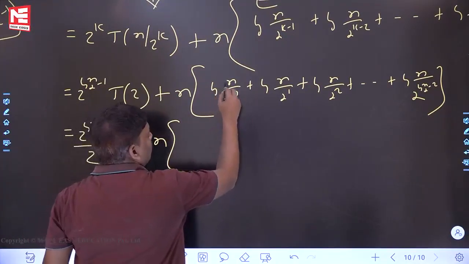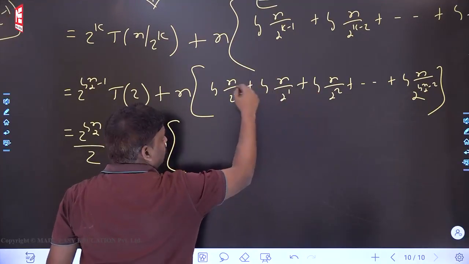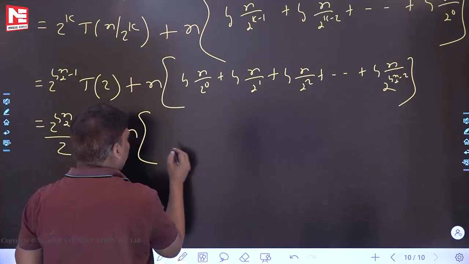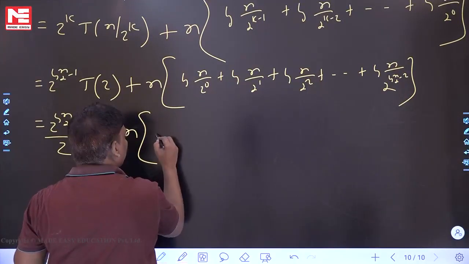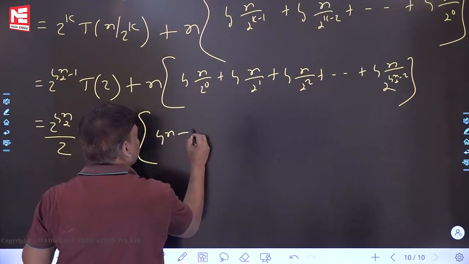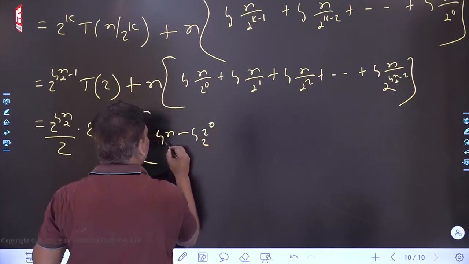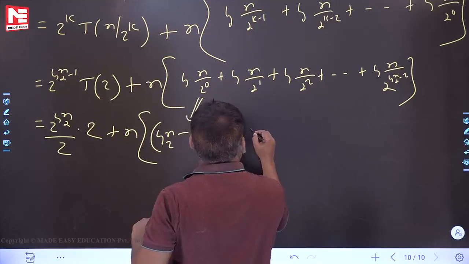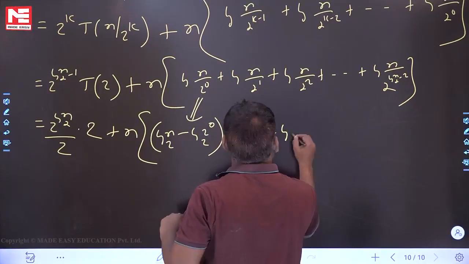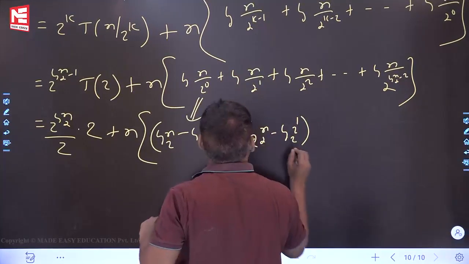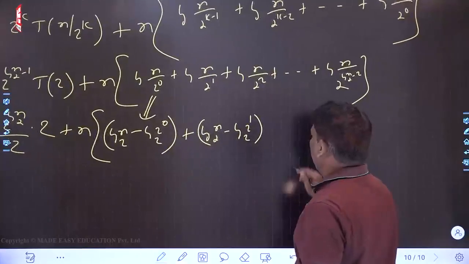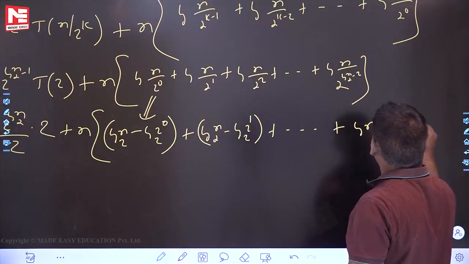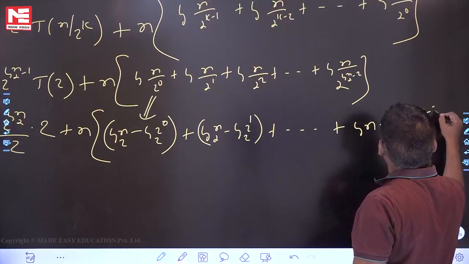Everyone knows, what is the answer? Log a by b formula. What is the answer for this one? Let's check here: log a minus log b. What is the answer? Log n minus log 2 power 0 base 2. It is the first. Same here also: log n base 2 minus log 2 power 1 base 2. Any common base you can take, no objection. This one becomes log n minus log 2 power log n base 2 minus 2, base 2.